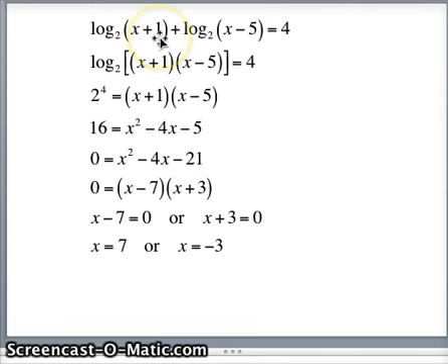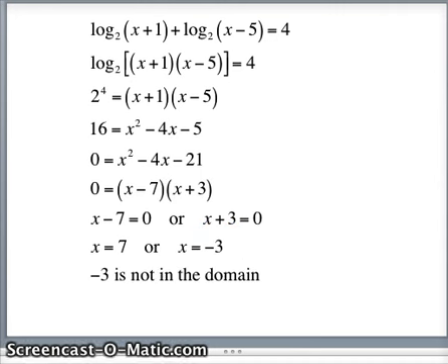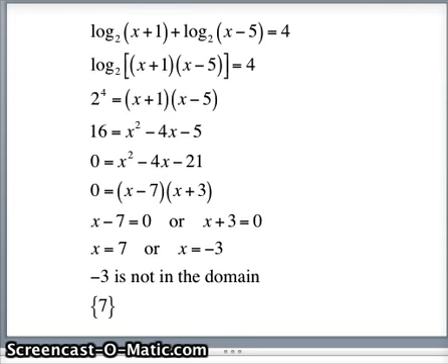7 plus 1 is 8. Log base 2 of 8 is 3. 7 minus 5 is 2. Log base 2 of 2 is 1. And 3 plus 1 is 4. So that checks. Negative 3 is not in the domain, so negative 3 cannot be our solution. Since negative 3 is not in the domain, our only answer is going to be 7.